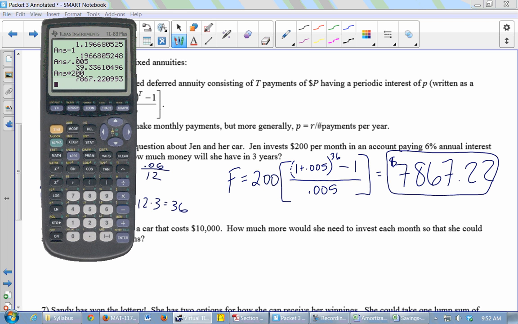Is that a reasonable amount based on how much she put into that account? Yeah, she put a total of $7,200 in. It makes sense that this would be slightly bigger than that because her money was earning interest.